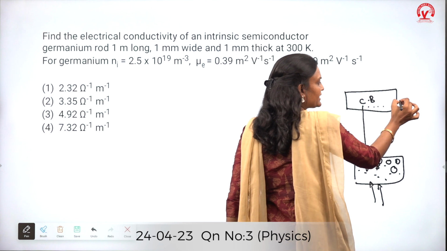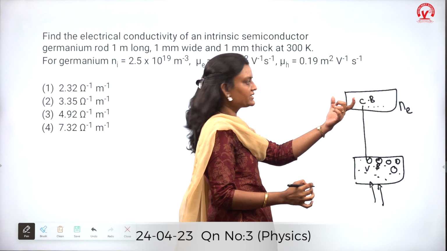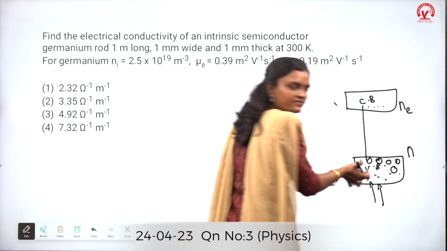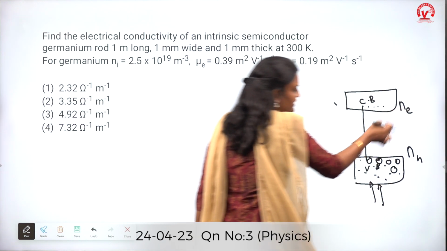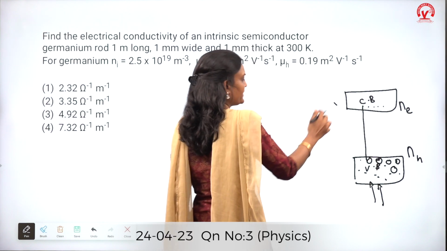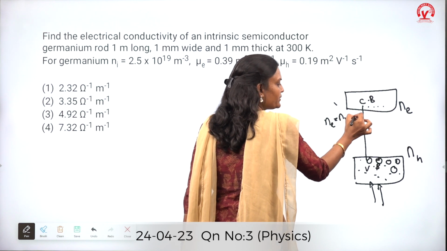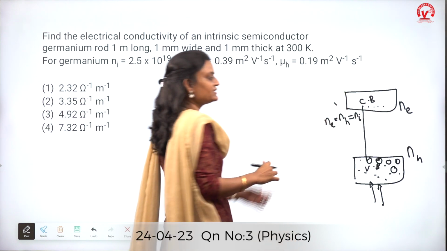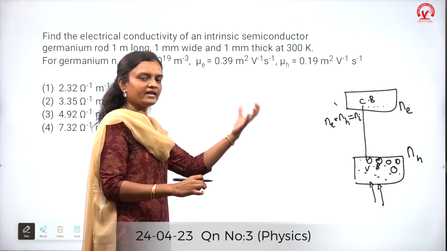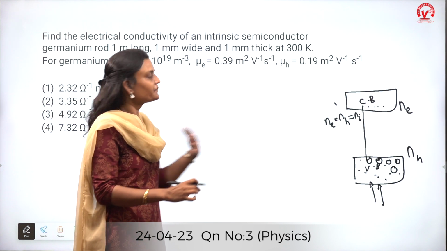So the number of electrons in the conduction band I am representing as Ne, and the number of holes in the valence band as NH. Here 5 electrons are going to the conduction band and 5 holes are created in the valence band. So Ne is equal to NH, and I am representing it as Ni, which is the intrinsic carrier concentration. Carrier concentration means electrons as well as holes.